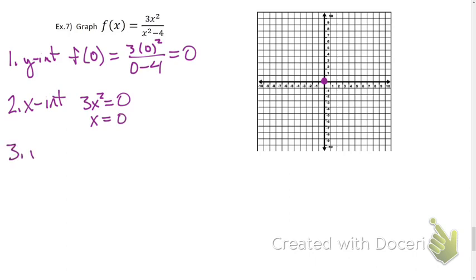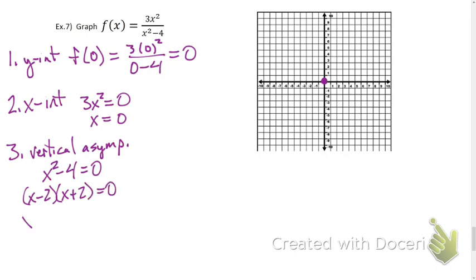Step 3, vertical asymptotes. A touch more involved this time. We set the denominator equal to 0 and solve. So let's factor. And this time we get 2 vertical asymptotes. So I need vertical lines at 2 and -2.